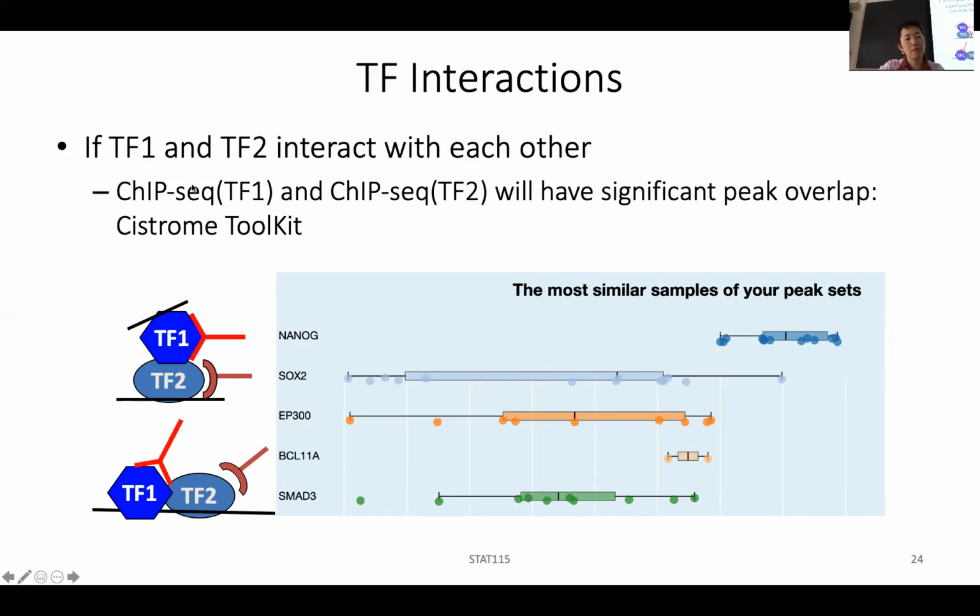So the system database has the system toolkit. You enter some ChIP-seq data, and it will pull out all the other ChIP-seq data that have significant overlap with your data of interest. And that can help you find out whether something overlaps. For example, if we do Nanog ChIP-seq, at first we'll see there are other Nanog ChIP-seq datasets that look really like this.